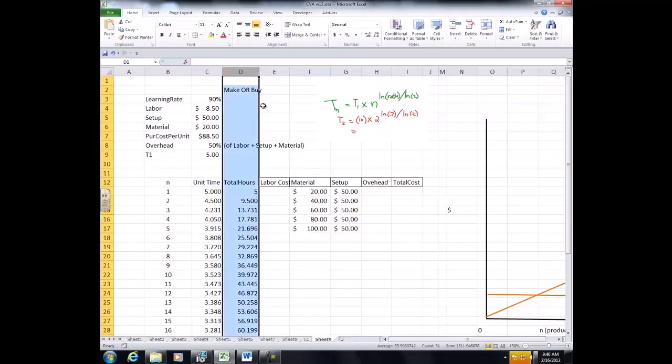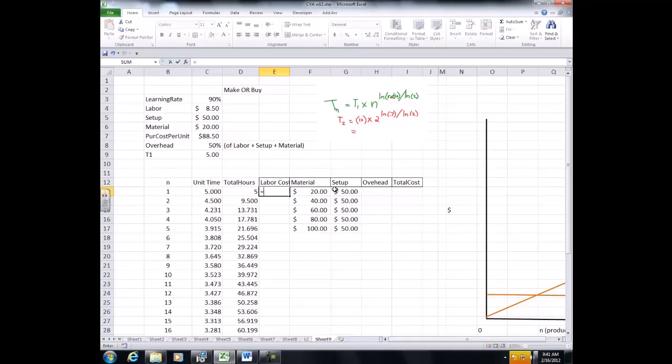Because we have the total hours in column D, we can now compute the labor cost. The labor cost is obtained by multiplying the total hours by the labor rate. So if you were only producing 1 unit, the labor cost there will be $42.50. If you're producing 2 units, that would be 9.5 times $8.50. That should give you $80.75.